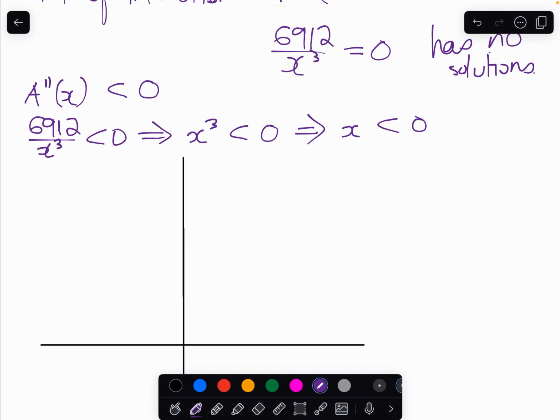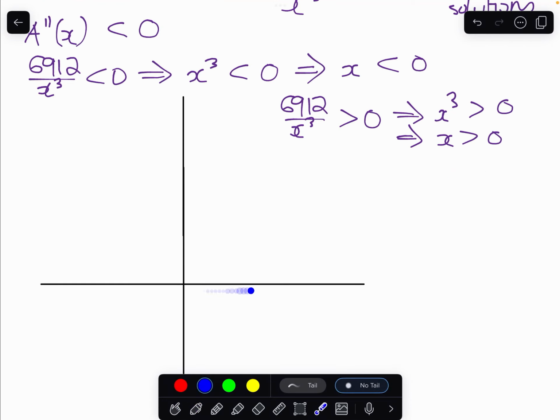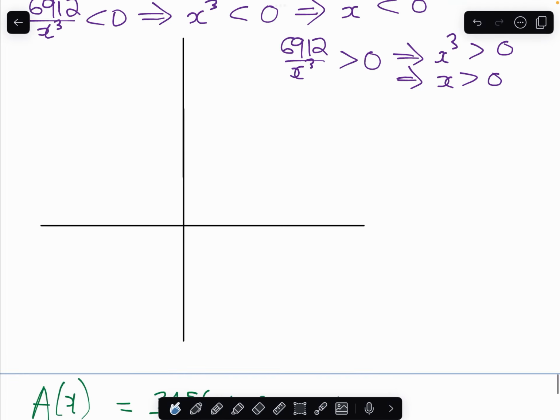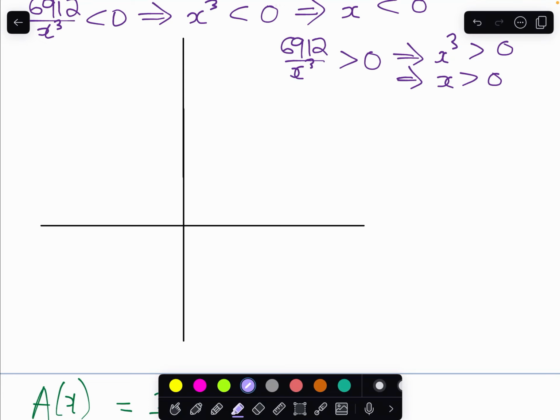And by similar reasoning, the only way that this guy is going to be positive is if x cubed is positive, and the only way that x cubed is positive is if x is positive. So for all of this side of the Cartesian plane, our graph is going to be concave up. Right, so let's put all of this together. We have an asymptote where x is equal to 0.